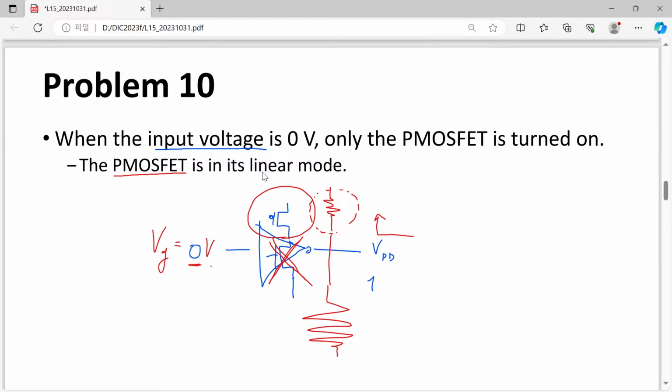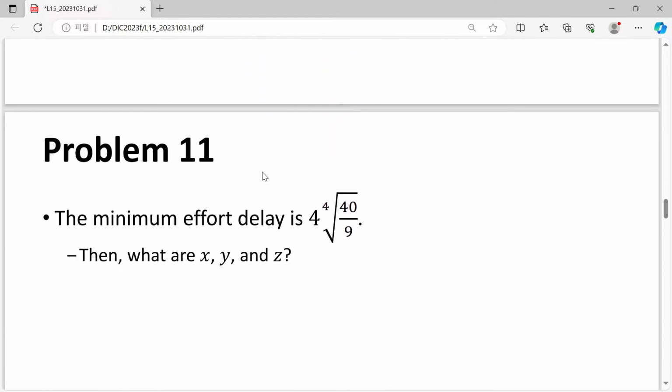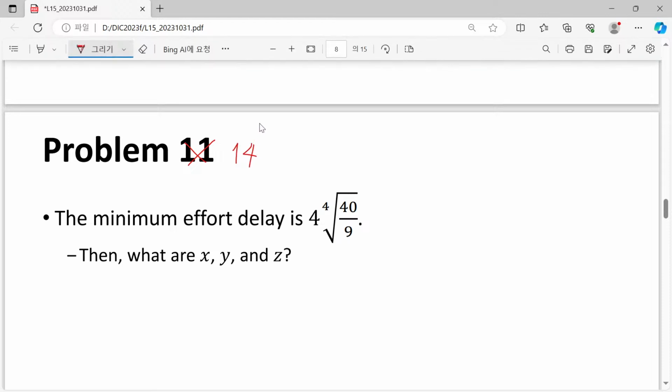Okay, so then now let's go to problem 11. Oh, sorry about that. This is not problem 11. This is for problem 14. Okay, sorry about that. This is a typo. We have to consider this one. Every student successfully calculated this minimum effort delay, so it's good.